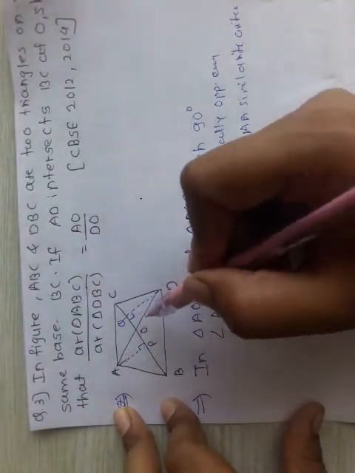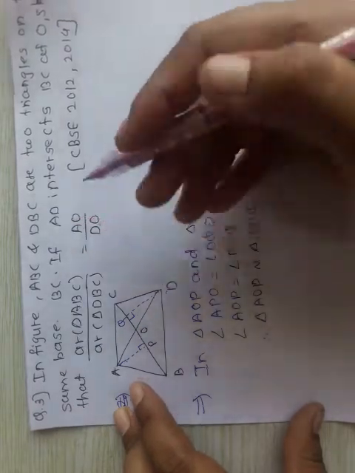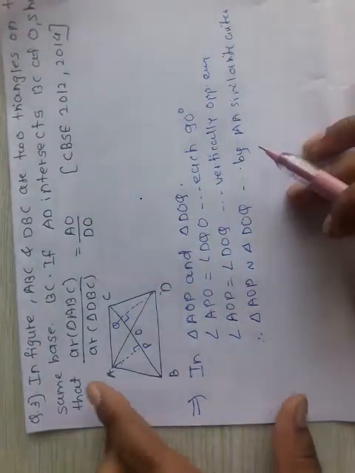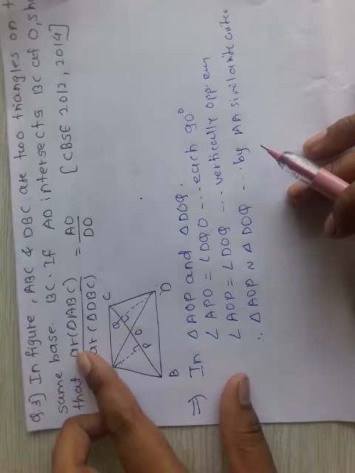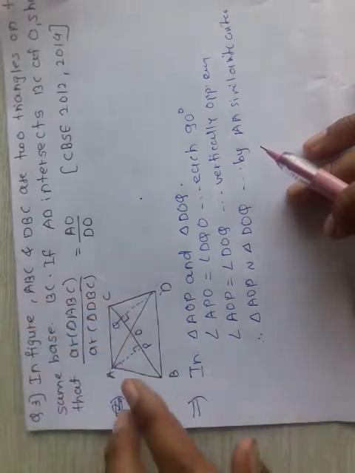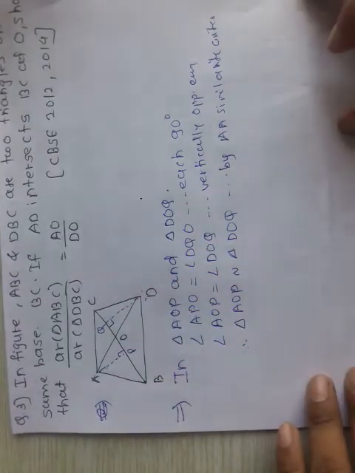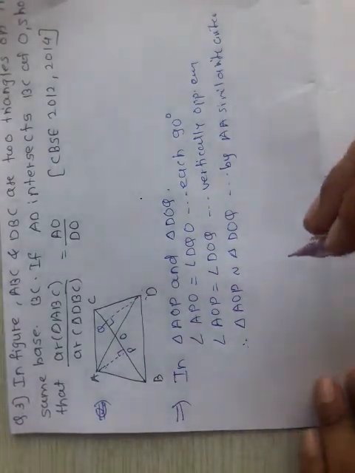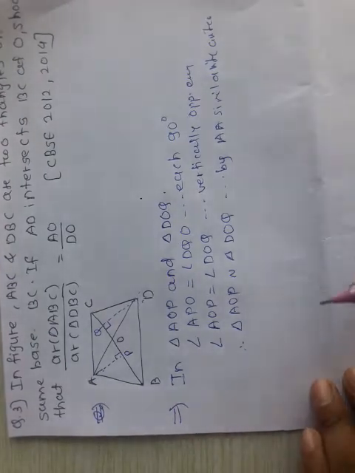After getting AO upon DO, then we can take the ratio of the areas. That's why we prove these two triangles as similar triangles, because we did not get that BD and AC are parallel lines. And that's why we are going to prove these two triangles as similar triangles.